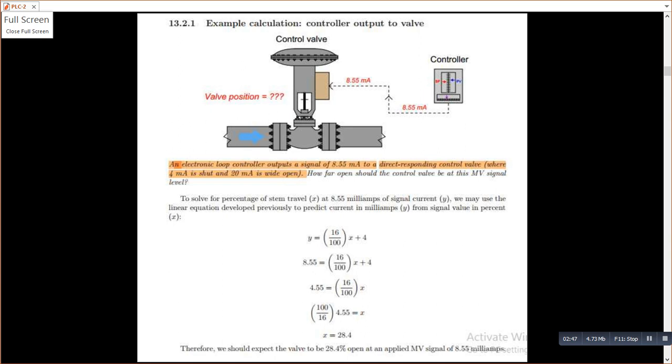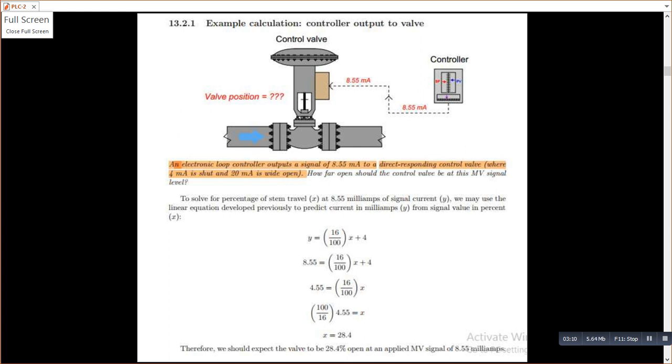Now suppose we are getting an 8.55 milliampere signal from the controller, then how much would the valve be open? So if we apply these values to the equation, we get 28.4%. So 28.4% valve should be opened.